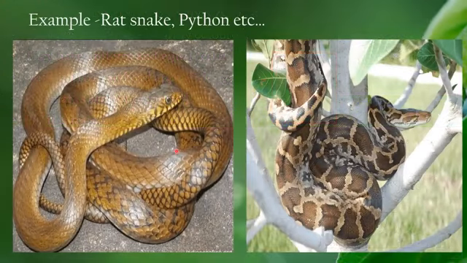Examples of non-poisonous snakes are rat snakes, which look like the cobra but are not at all poisonous and not at all venomous. The second one is the python, which loves to live in the trees and has a very heavy body, but it is also a non-poisonous snake.